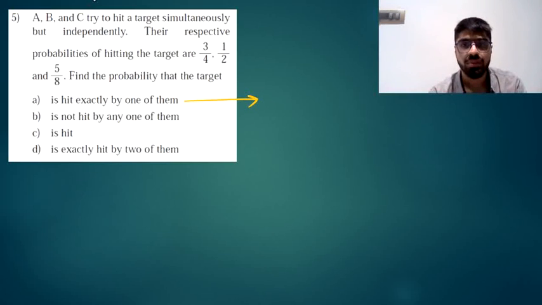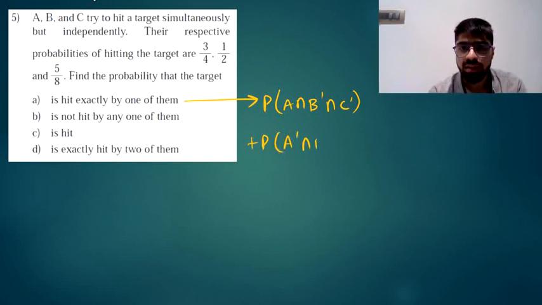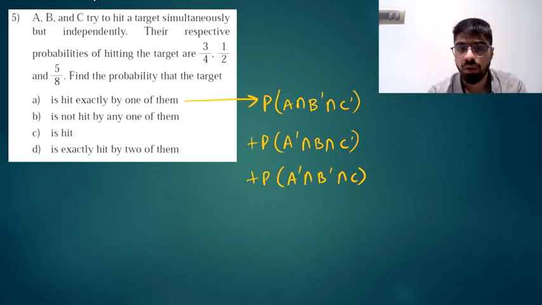So exactly by one of them means P of A intersection B complement intersection C complement plus P of A complement intersection B intersection C complement plus P of A complement intersection B complement intersection C. Okay, so if they are hitting it independently, the intersection is the same as multiplication. It is yet another inference of the independent events concept, or the conditional theorem that we have just learned. It's an inference of the conditional probability concept only. I will discuss it at the end of this sum. Till then, let's just continue with this.